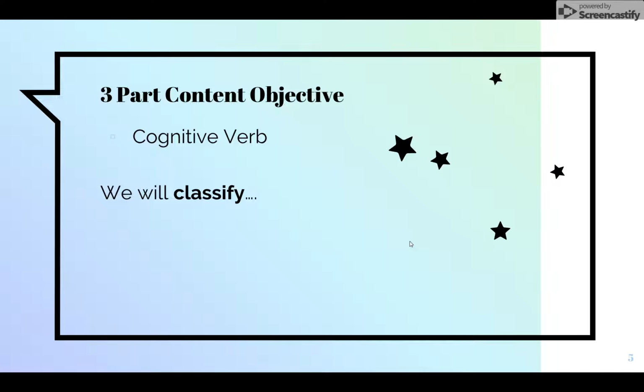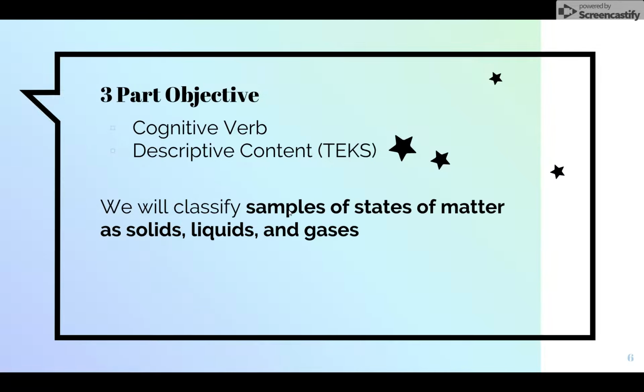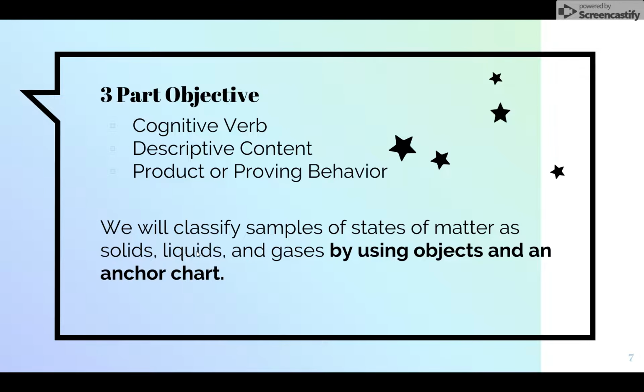Here is a review of a content objective. We have three parts. We have the cognitive verb, which in this example is classify. The second part of the objective is the descriptive content, which should be aligned to the TEKS. In this case, the TEKS states to classify states of matter as solids, liquids, and gases. The last part is the product, or the proving behavior. So I have to think, how am I going to make sure my students can classify solids, liquids, and gases? Well, they will have to classify objects and create an anchor chart.